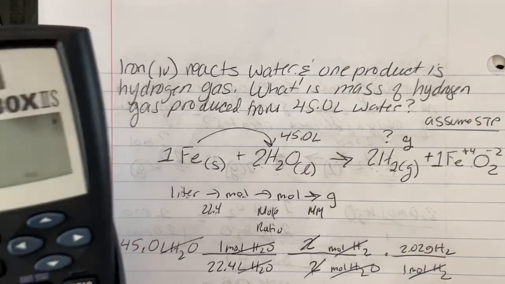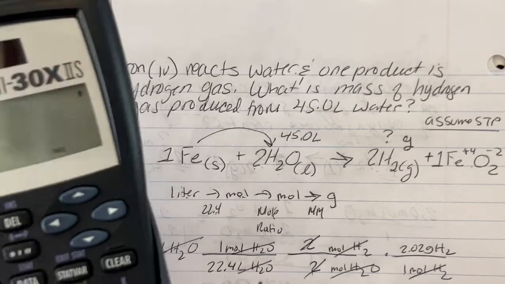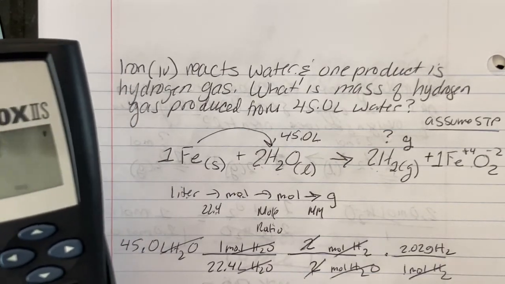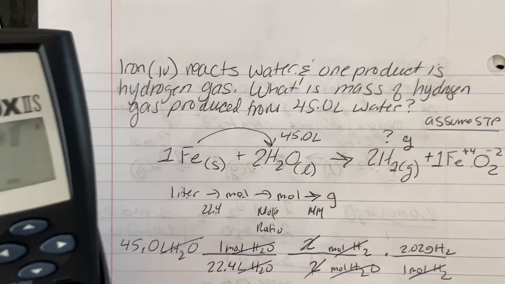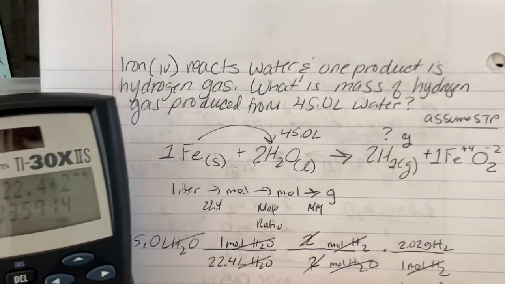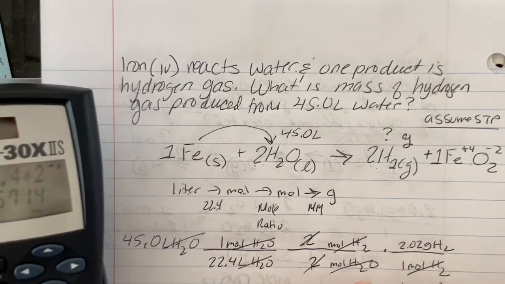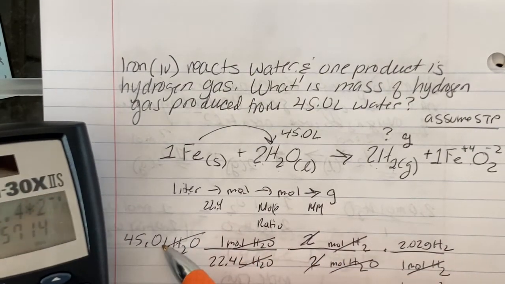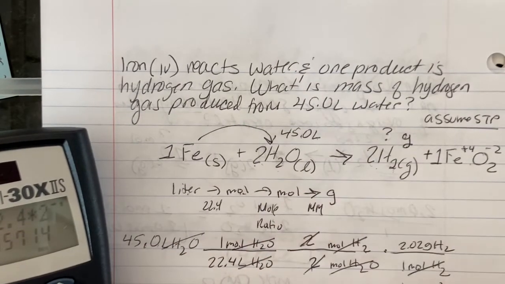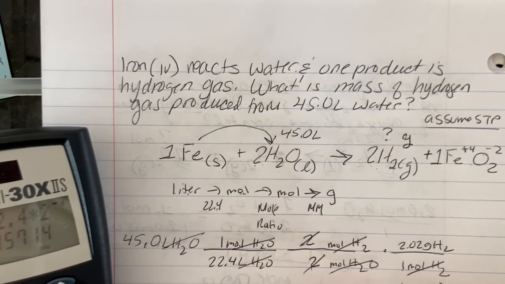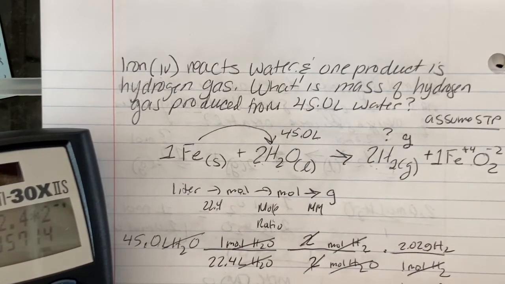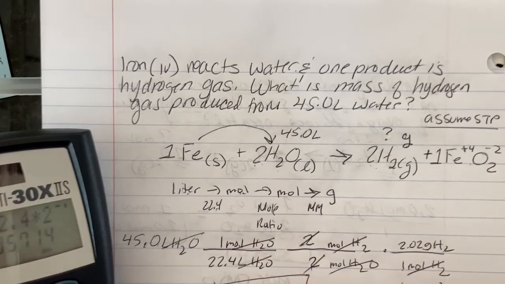45.0 divided by 22. Let's try that again. 45.0 divided by 22.4 times 2.02 gives me 4.05803 and so on, but I only need the first 3. That 0 is important because it's a trailing 0 with a decimal. So 4.0, and that 5 rounds to a 6 grams of H2. And I box that answer.